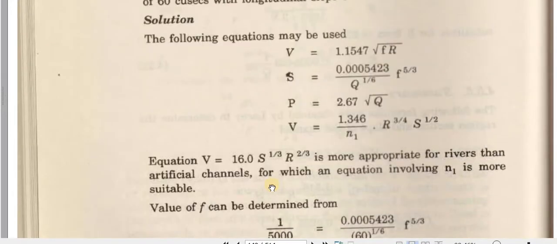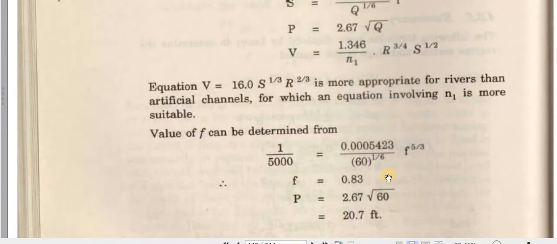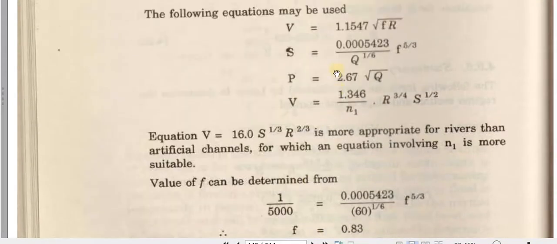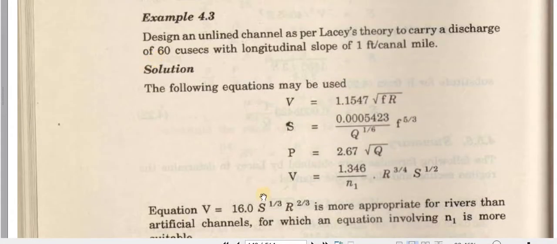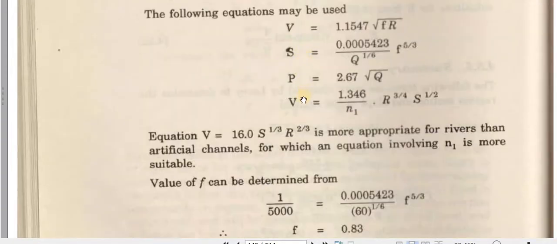So first we can use the equation of this slope, that is equal to 1 over 5000, 1 foot per canal mile, that is equal to F, and with 60 here we can find F. We can find P by using the value of Q in cubic. The P is 20.7 feet. Then we can use N1. We have F, so we can find out N1 using this equation.